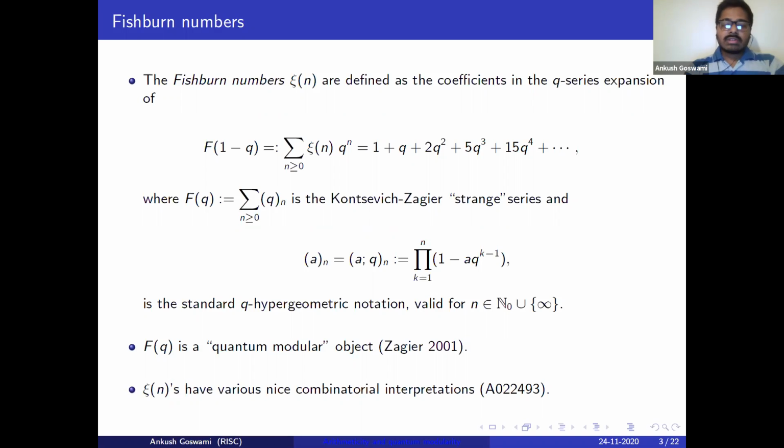Now the ξ(n)'s, the Fishburn numbers, have very nice combinatorial interpretations. One can actually go to the Online Encyclopedia of Integer Sequences and put in this ID A022493, and one can see a host of different combinatorial interpretations for this number ξ(n). One such is that the ξ(n)'s count the number of linearized chord diagrams of degree n, and this is related to knot theory.